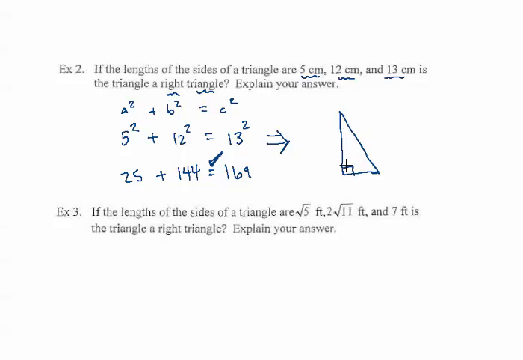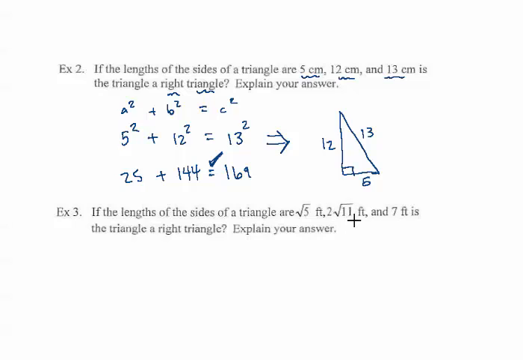Alright, so here's our right angle with the box in the corner, and our sides measure 5, 12, and 13. Alright, example 3: if the lengths of the sides of the triangle are the square root of 5, 2 square root of 11, and 7, is the triangle a right triangle?